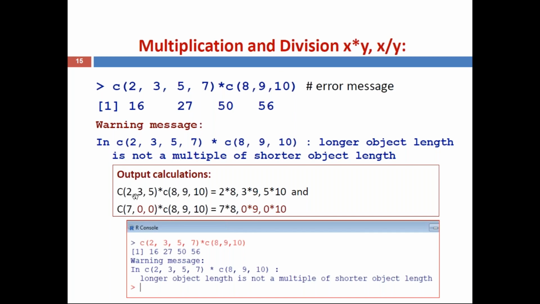Similar error message. 2, 3, 5, 8, 9, 10: 2 into 8, 3 into 9, 5 into 10. Then the seventh group, 7, comma, remaining 0. So 7 into 8, comma, 0 into 9, comma, 0 into 10. So here a longer length object with a shorter length object multiplication is not possible. So this is the error shown here.